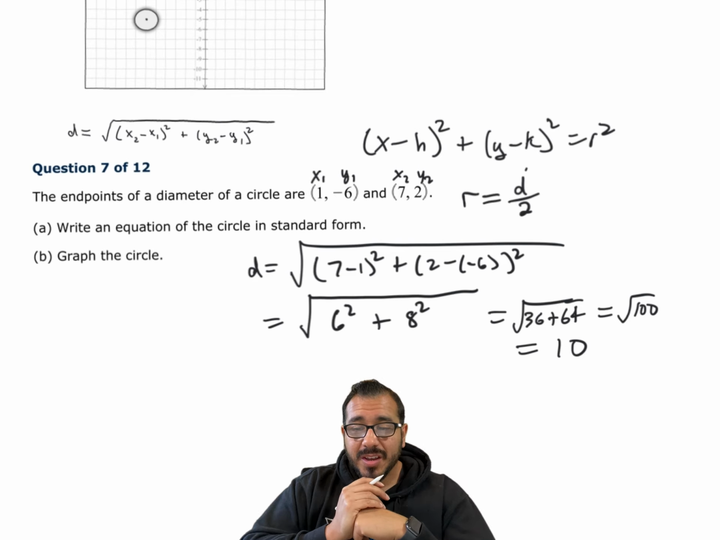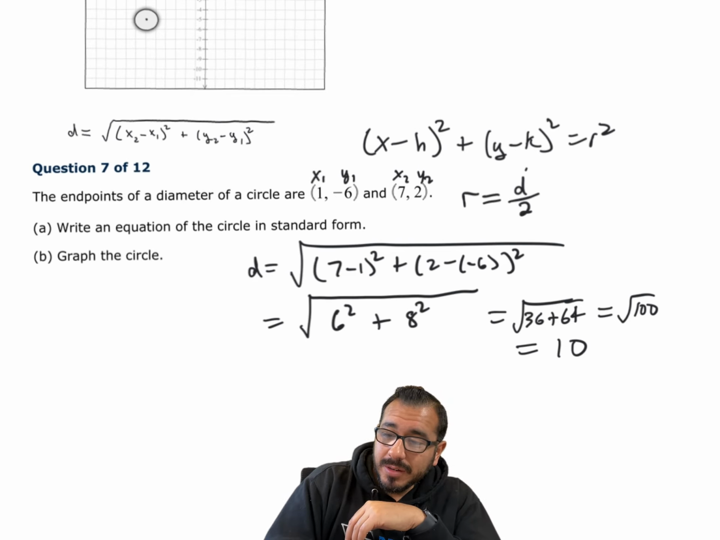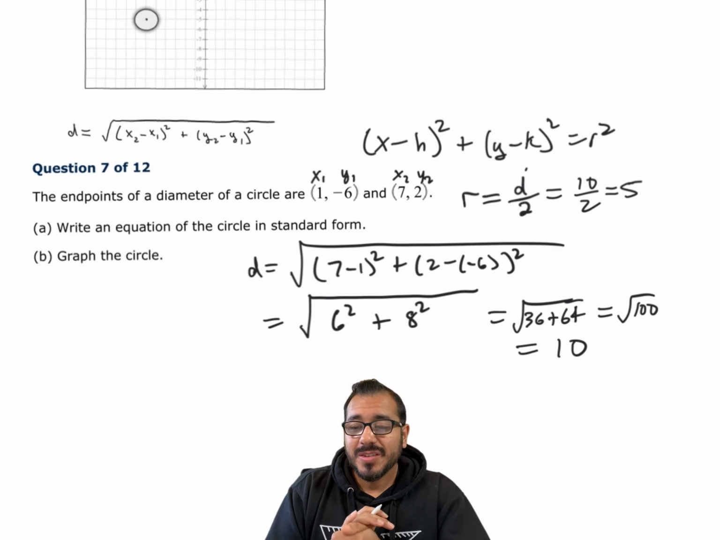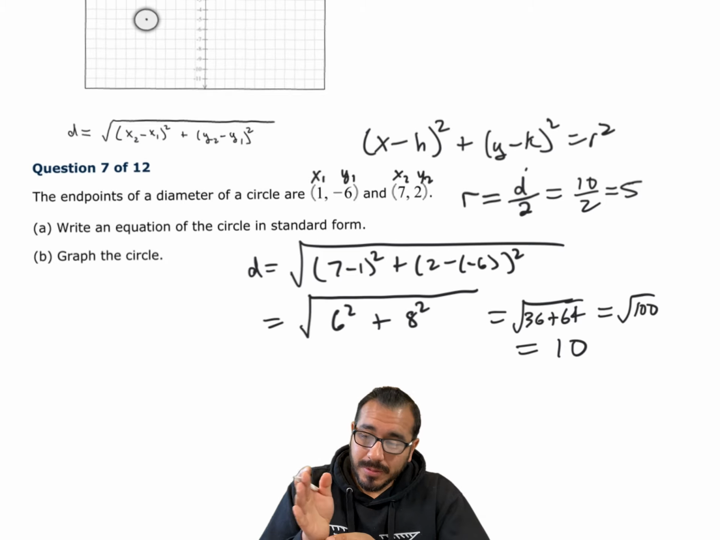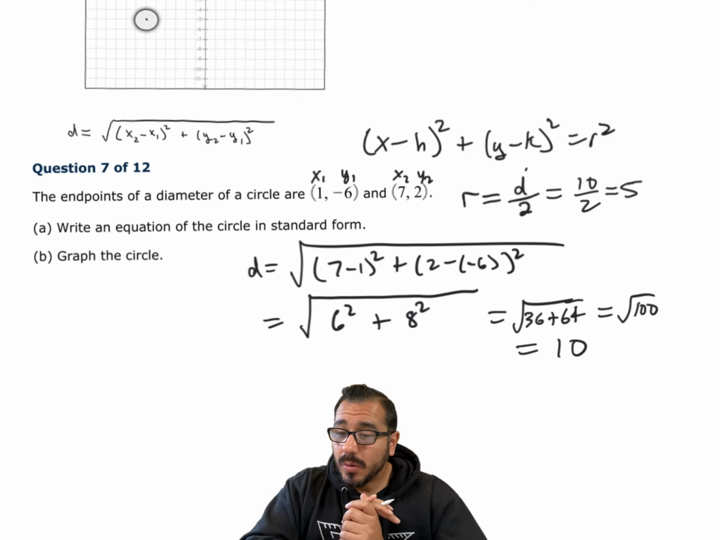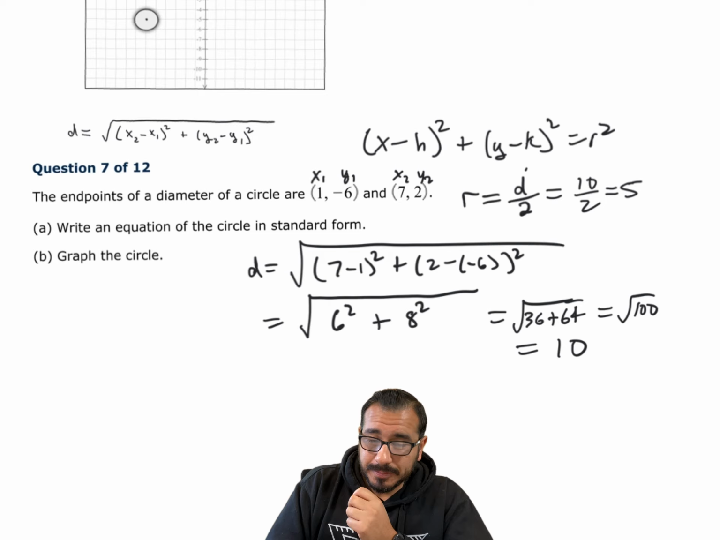All right, so there's our diameter. So our diameter is 10. So if we want the radius, we just take half of that, which is 5. So now we know the radius. So our radius is 5.